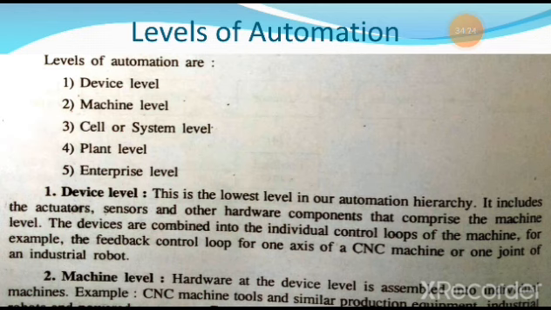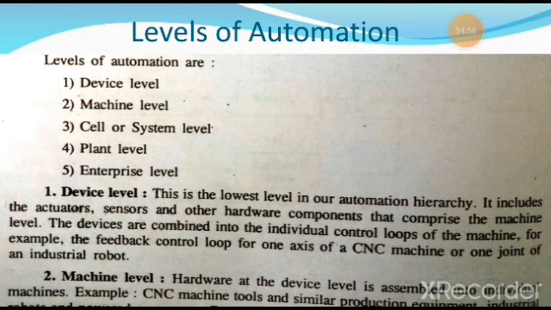When we speak of an automated device, what does it include? It has actuators, sensors and other hardware components that comprise the machine level. We need to use sensors in all the different devices of a machine. Only then is it possible to go for the next level, the machine level.